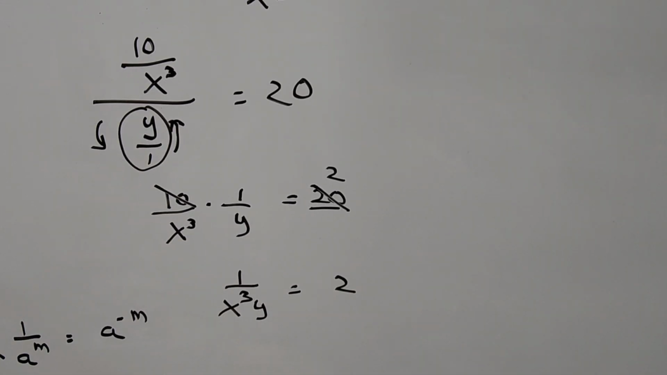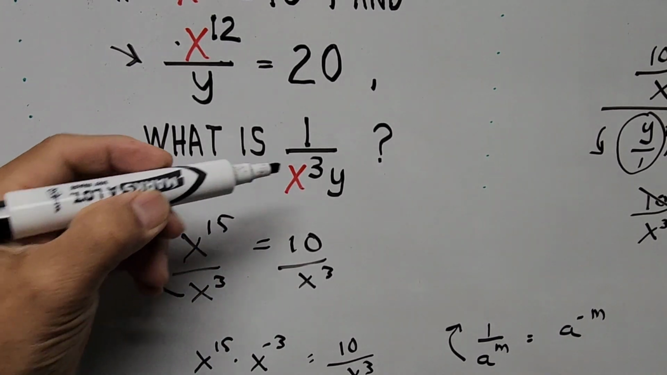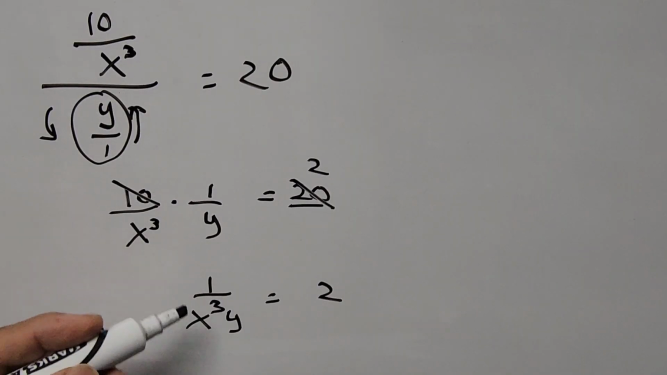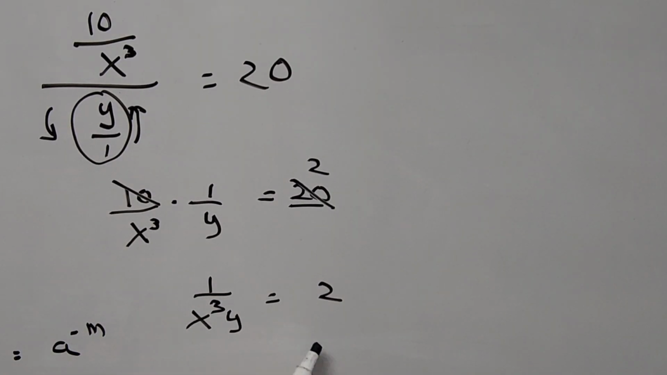And so what's being asked is to find the value of 1 divided by x cubed y. And we have just found that out. 1 divided by x cubed y is equal to 2. So this is now our final answer.